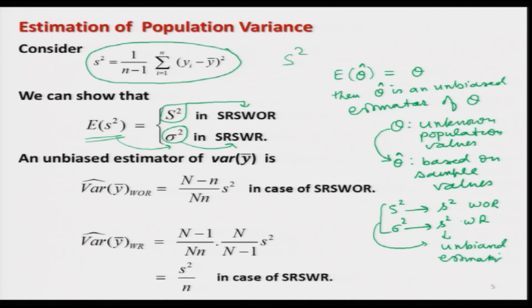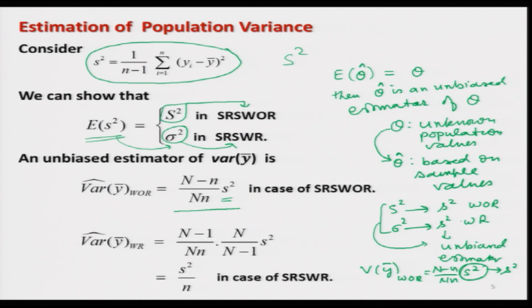Right. So, what I can do now is that we had an expression of variance of y bar, for example, under WOR as (N minus n) upon Nn times S square. Now this S square can be replaced by small s square, and similarly in case of variance of y bar under WR, sigma square can be replaced by small s square. So, you can see here, in case of variance of y bar under WOR, we had the expression (N minus n) upon Nn, and here it was capital S square. Now, this is replaced by small s square.